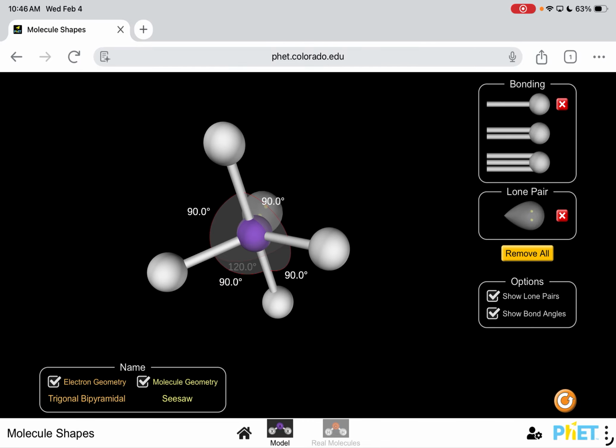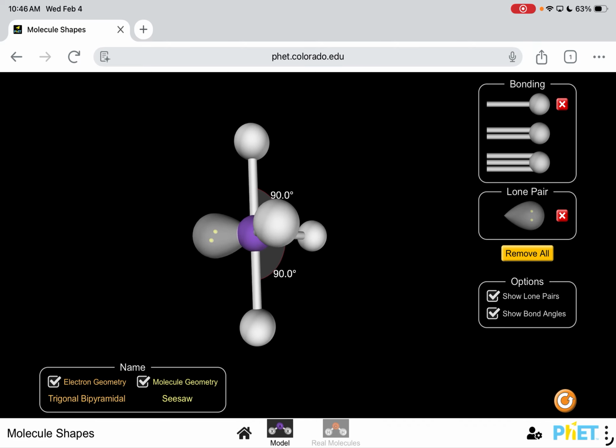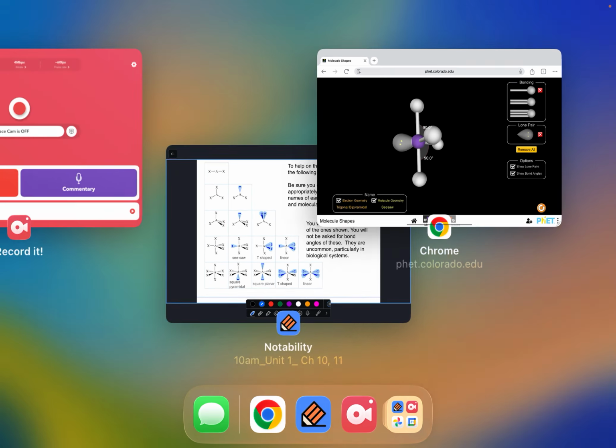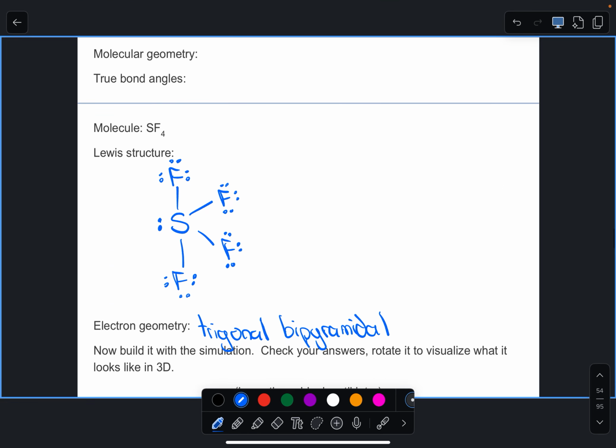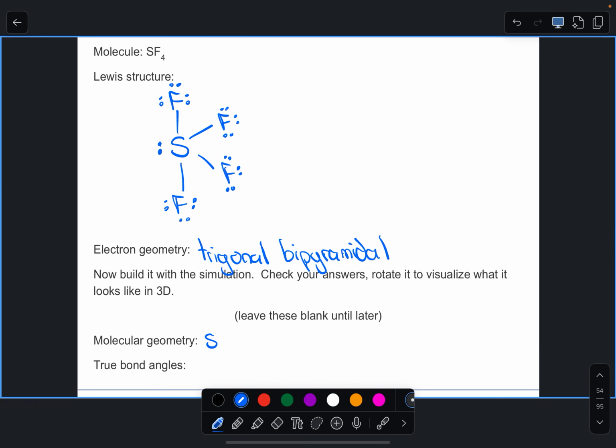As far as angles, it's still the same thing. Every time you add a lone pair, it's going to squish the angles. So a little bit less than 90, a little bit less than 120. This one's called seesaw. A little bit less than 90 degrees and a little bit less than 120 degrees.